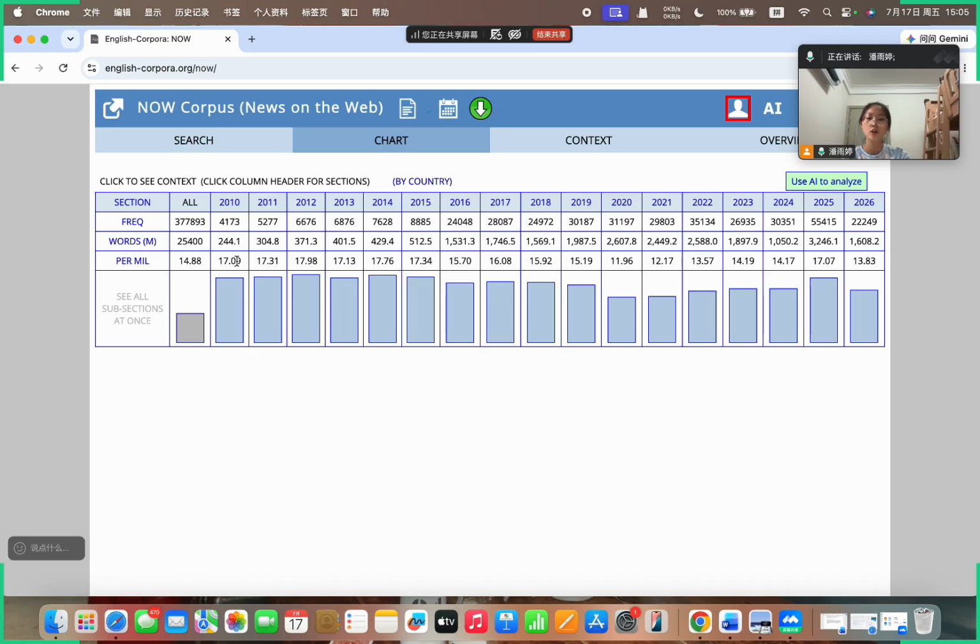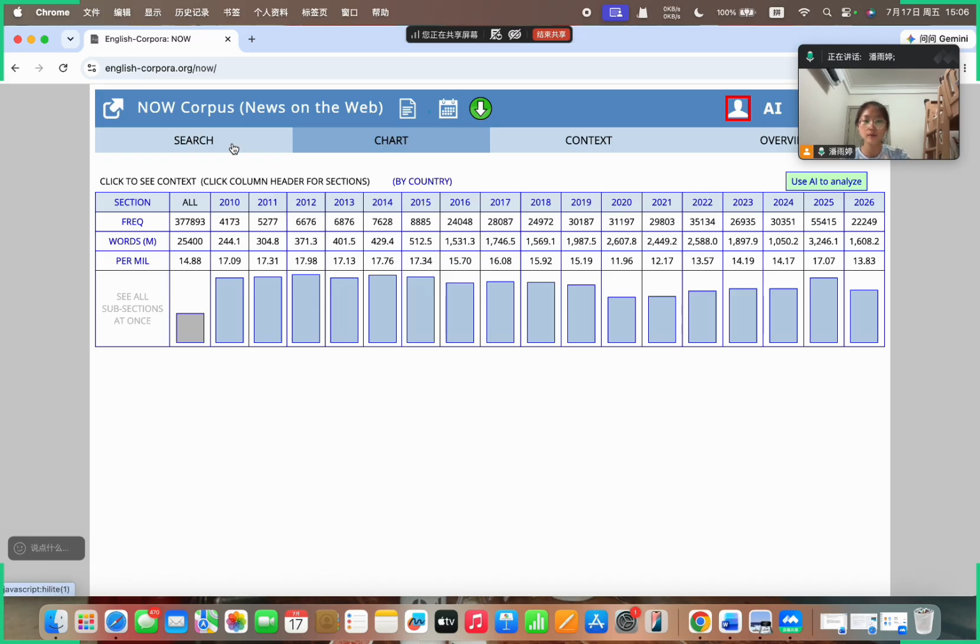The important row is per million, which normalizes the counts. For brief, the overall figure is 14.88 per million words. You can see the frequency stays fairly stable across the year. Now I do the same for bold.